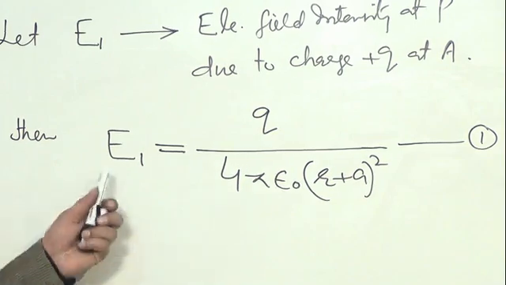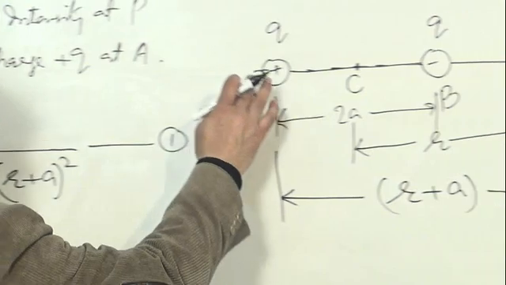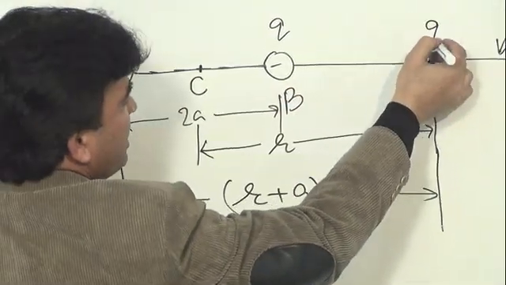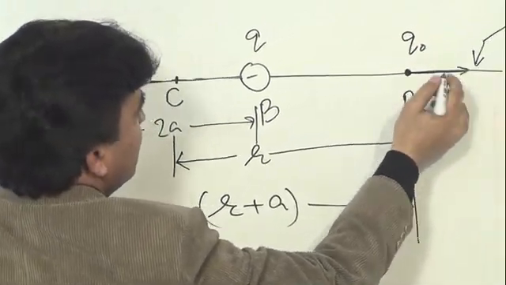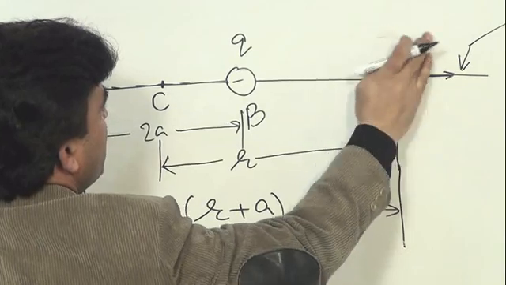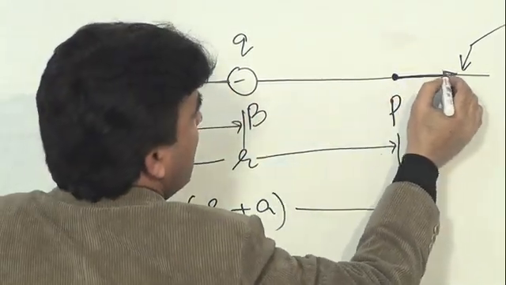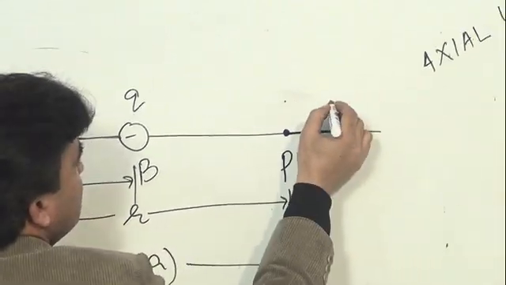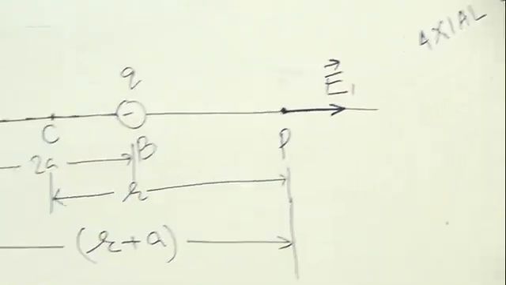Now let us see the direction of this electric field at point P. Since this is a positive charge, if we place a test charge Q0 at point P, it will experience a force whose direction is outwards. Therefore, the electric field at point P due to the charge plus Q at A has a direction outwards like this. So this is the direction of the electric field at point P, whose value is given by equation first.